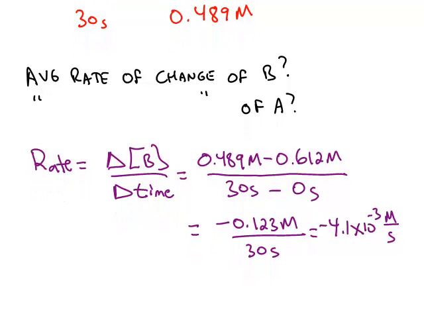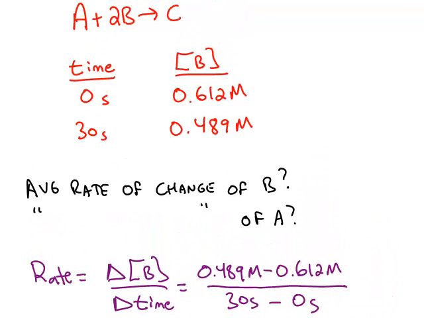Negative because it's a reactant. Chemical B is disappearing, it has a negative rate of change. Chemical C would have a positive rate of change because it's a product. Chemical A has a negative rate of change because it's a reactant. So we can figure out the answer to the average rate of change of chemical A. If we look at the stoichiometry, A and B react in a 1:2 ratio.